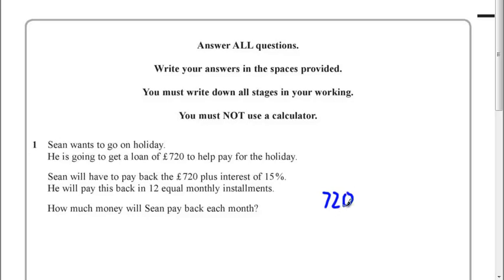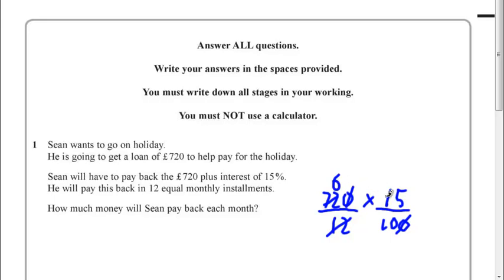Let's work out the interest first. The interest is going to be times 15%. My percentage is out of 100. And the other thing is, we've then got to divide that by 12. Now if we know our tables, we can see that 12 divides into 72. So that will go in 6 times. And also this 0 will cancel with this 0.